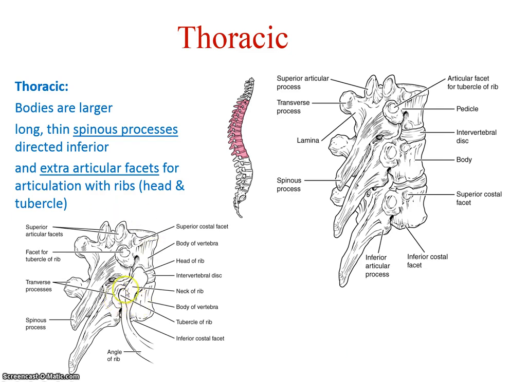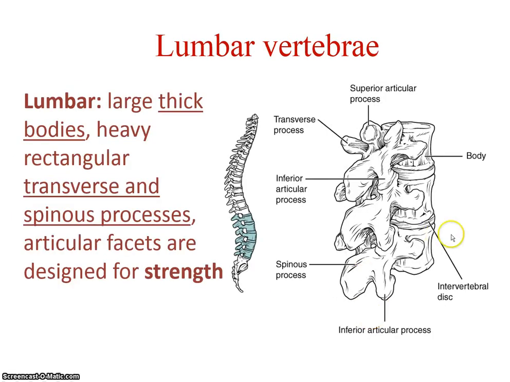There are also these extra facets that you see on the side for the ribs. There are tubercles on each costal, and they articulate with these vertebrae. We've looked at this previously. The superior and inferior facets are directed more vertically as opposed to horizontally like they were in the cervical region. The lumbar, the five here, have very thick bodies.